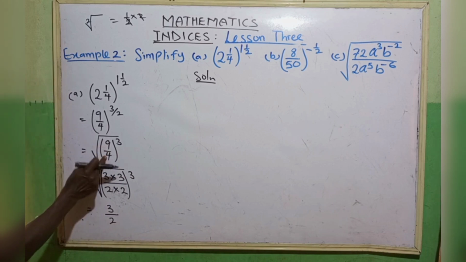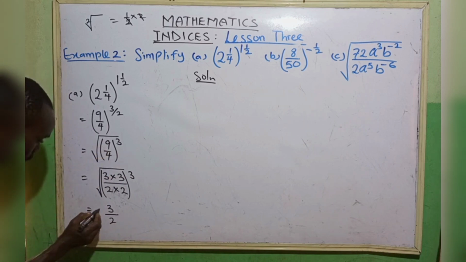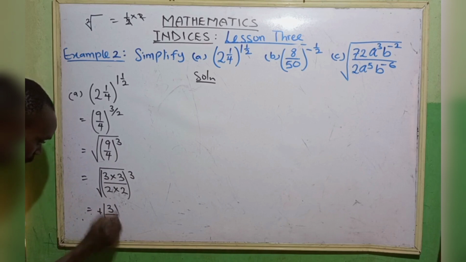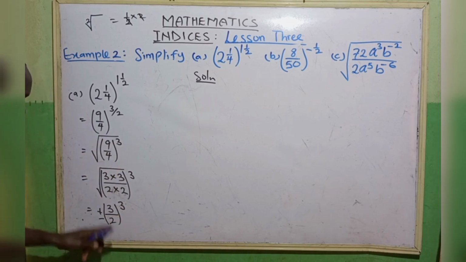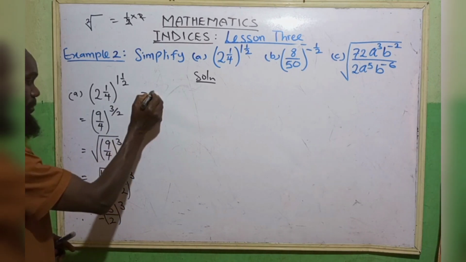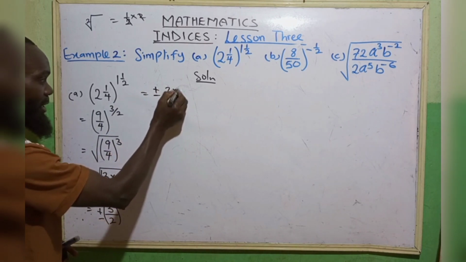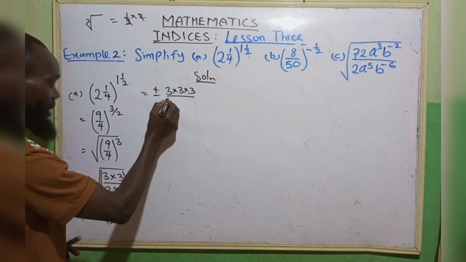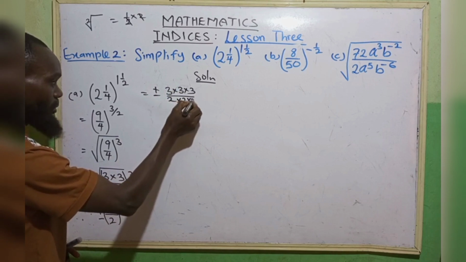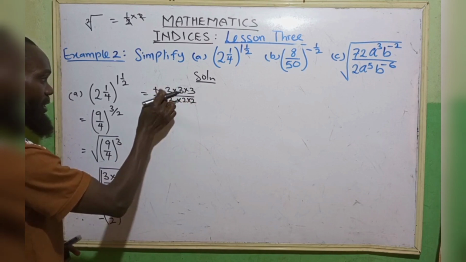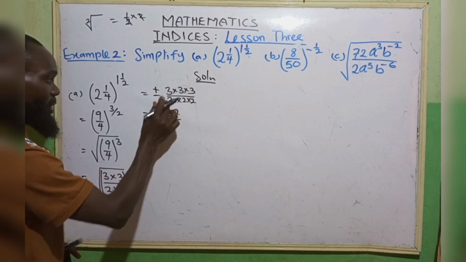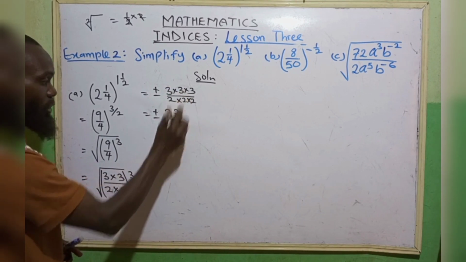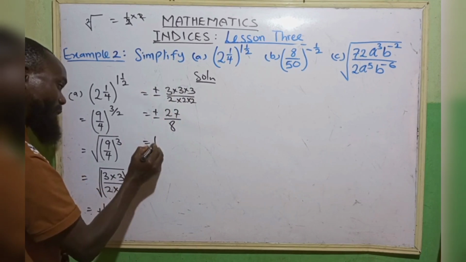Because see, these 9 and 4 are perfect squares. So you have to introduce plus or minus. Then raised to power 3. So this 3 means we are going to multiply this in 3 places. So we have plus or minus 3 times 3 times 3 over 2 times 2 times 2. So plus or minus 3 times 3 is 9. 9 times 3, 27 over 2 times 2 is 4. 4 times 2 is what? 8. So we have plus or minus.